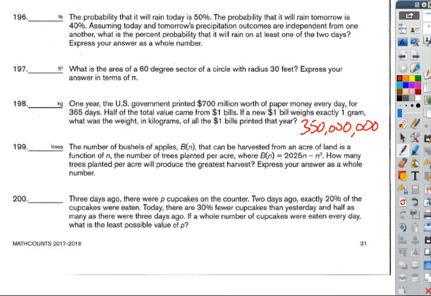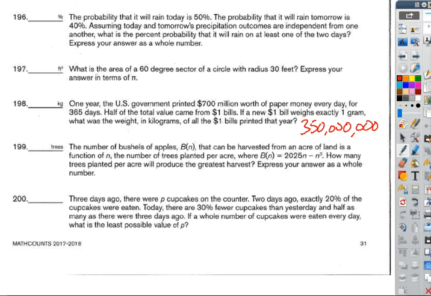This is MathCounts 2017, workout number 3, and we are looking at problems 98 through 100. And for those of you who watched the previous video, I hit the wrong button. Oops. So I'll start over. So in 1 year, we get $700 million worth of paper money every day.